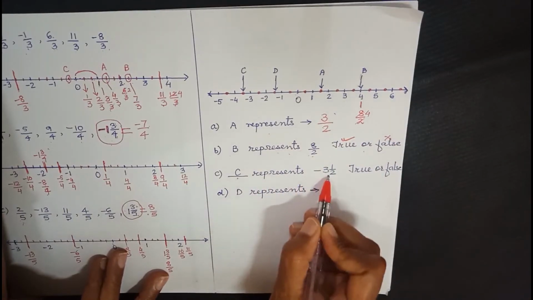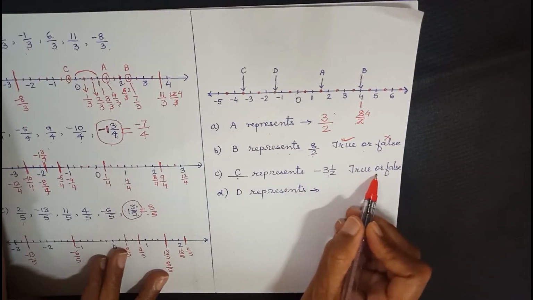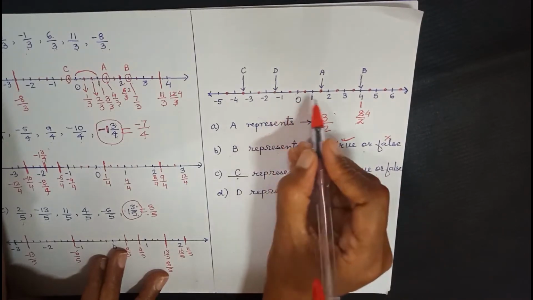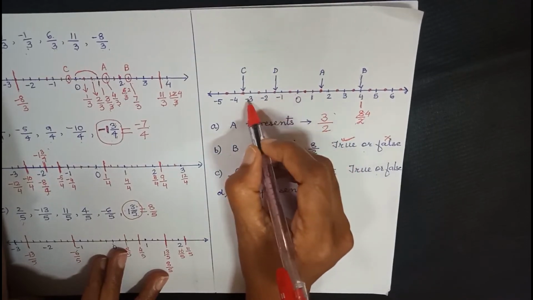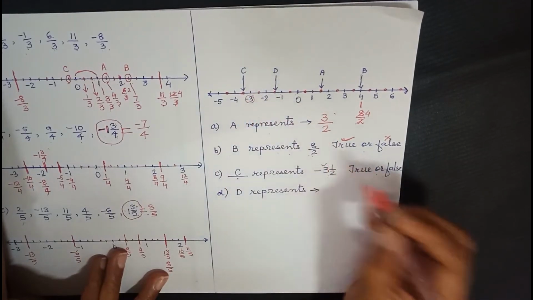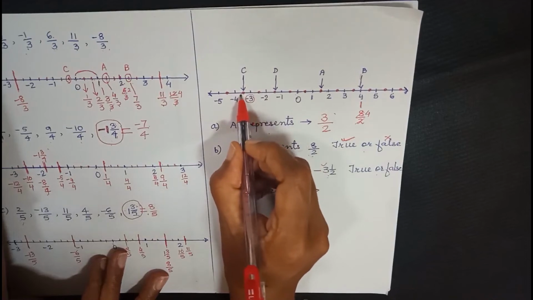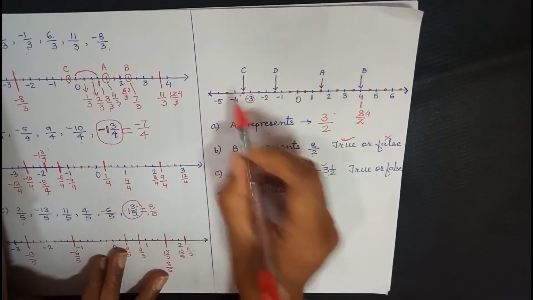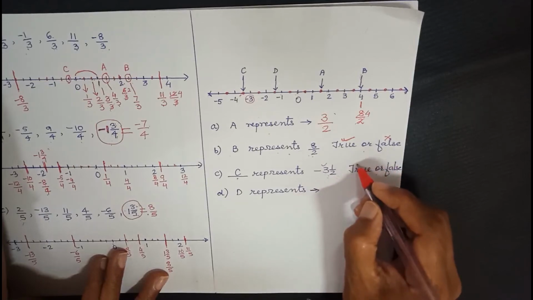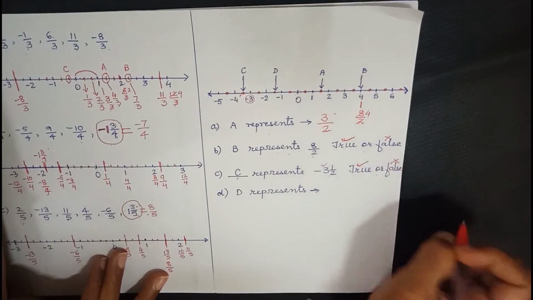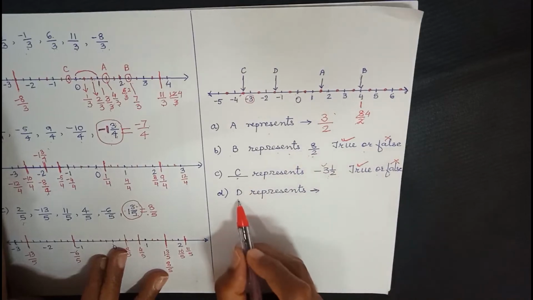Now C is representing minus 3.5, true or false? So let's check. Now you can see C is here. So 1, 2, and we have come to minus 3. So this part is correct. And this is one part out of 2, beyond 3. That means C is definitely representing minus 3, 1 upon 2. So again, this is a true answer and not a false answer.